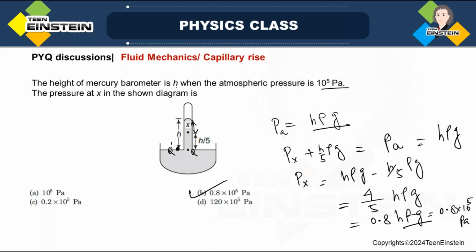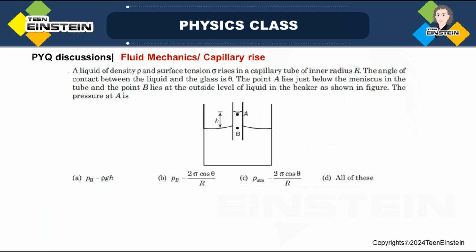Okay, so we have another problem which we are going to solve and then we'll stop. I hope you will be able to find the answer now, because the previous question was similar to this. A liquid of density rho and surface tension sigma rises in a capillary tube of inner radius capital R. The angle of contact between the liquid and glass is theta.